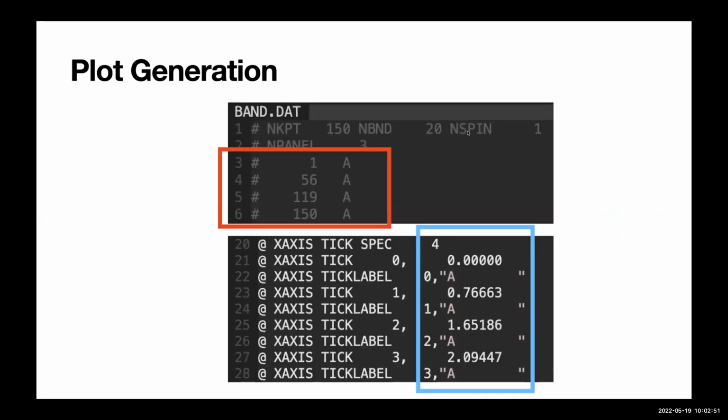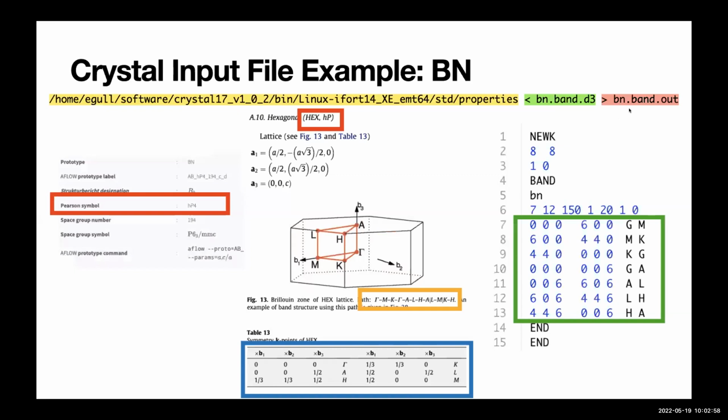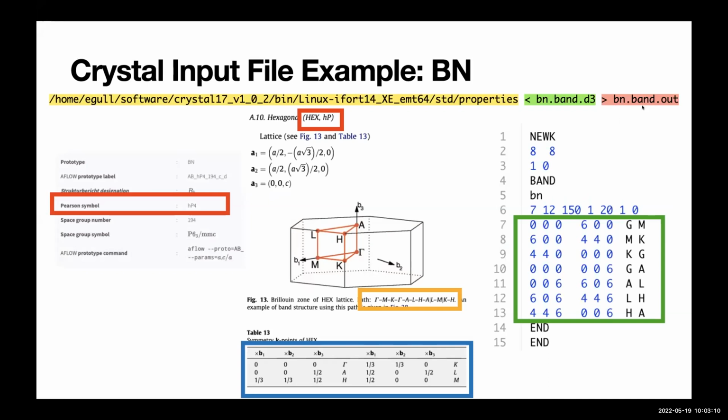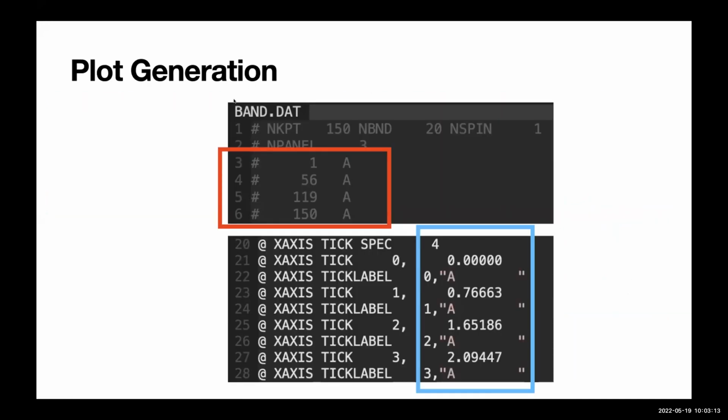Okay, so say you submit the calculation and it runs successfully. Apart from this output file, which I named bn.band.out, you will obtain another file called band.dat. This is a file generated by CRYSTAL that contains all the information you need to generate a band structure plot.